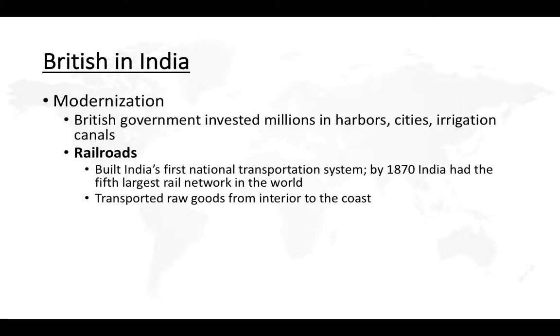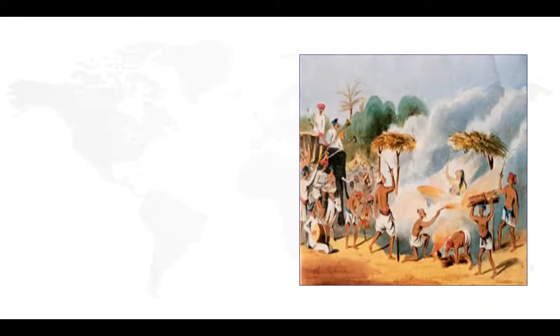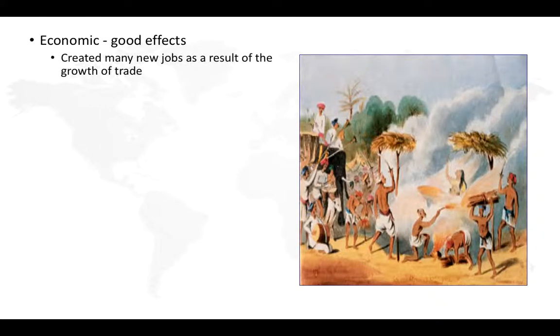They're going to transport raw goods from the interior to the coast and vice versa, and from north to south and east to west. They're going to create a public works system. They're going to introduce India to the telegraph for better communication. And they're going to create more of an English culture for the elite, which increases westernized education and literature. So in terms of good effects for economics, the British rule over India creates a lot of new jobs as a result of trade.